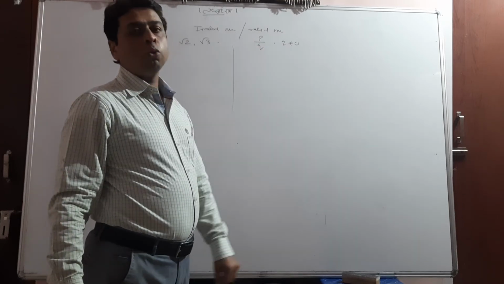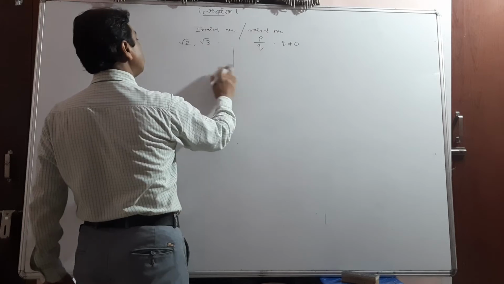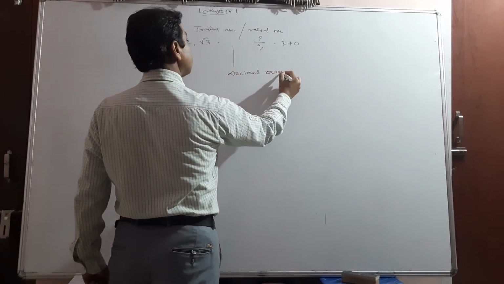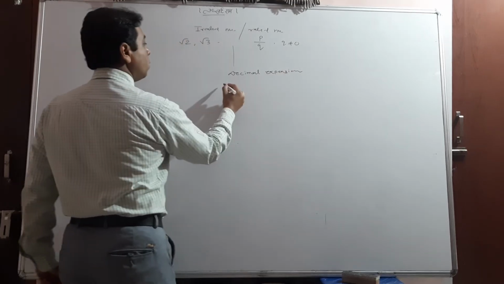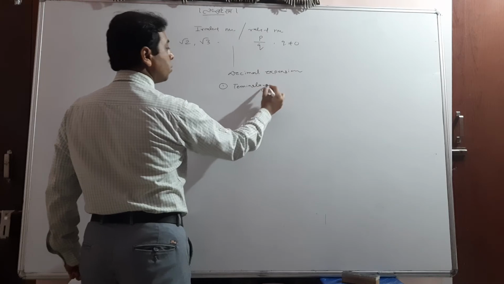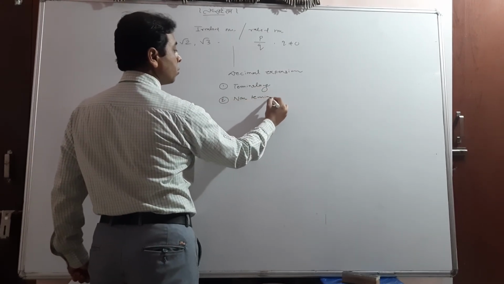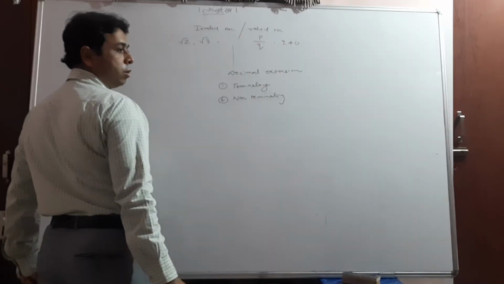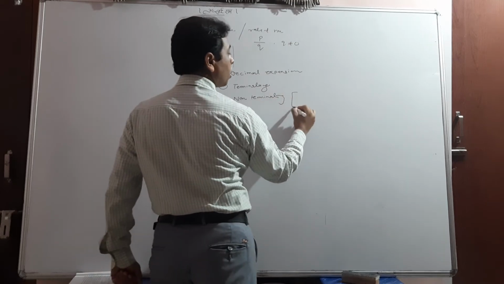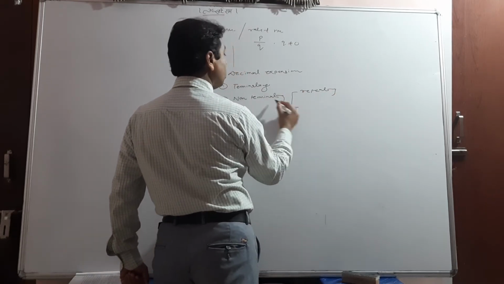We have two types of decimal expansion. You should know decimal expansion. First, terminating. Second, non-terminating. We have two kinds again within non-terminating: non-terminating repeating, and non-terminating non-repeating.